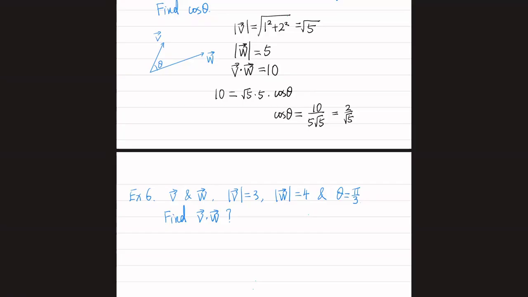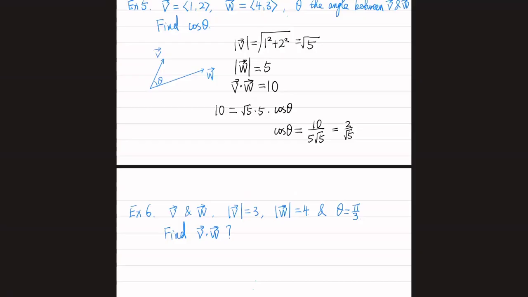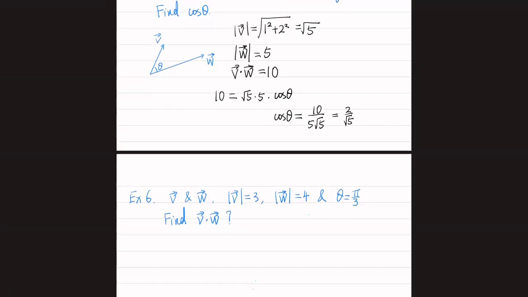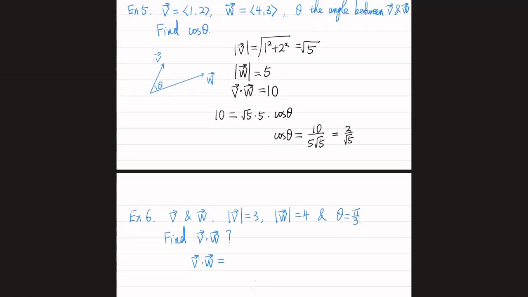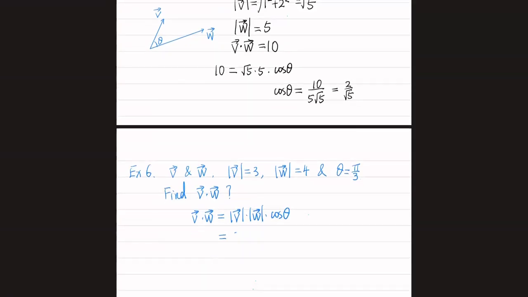We'd have to go backwards then. Okay, where do we start? So V times W would equal 3 times 4 times the cosine of theta. So this is 3, this is 4, cosine paired with 3. What is cosine paired with 3?